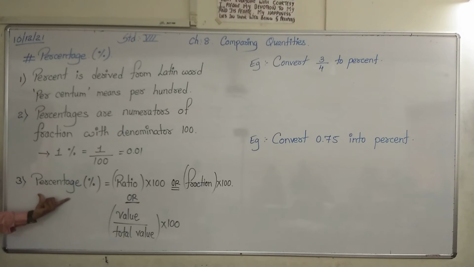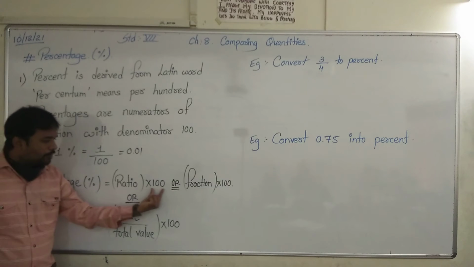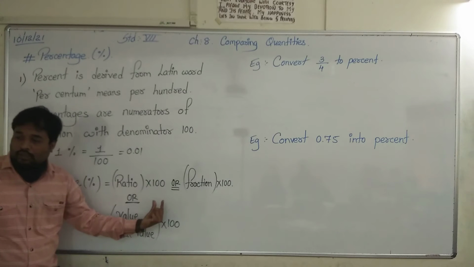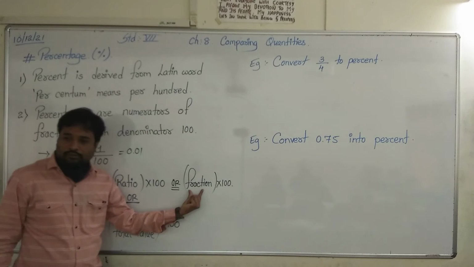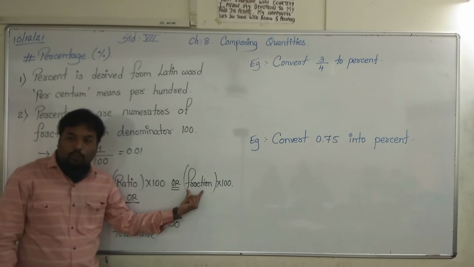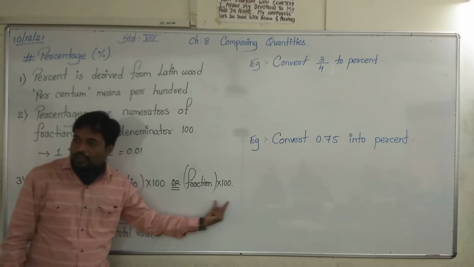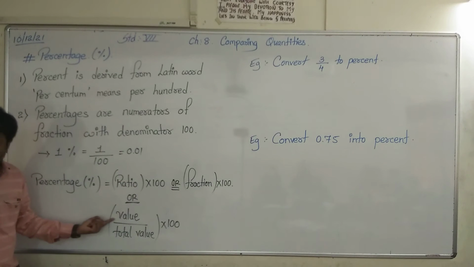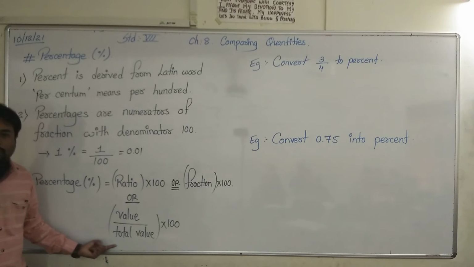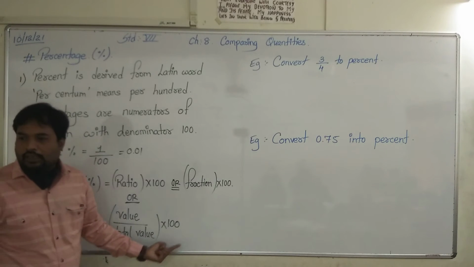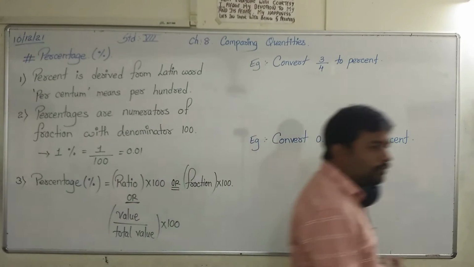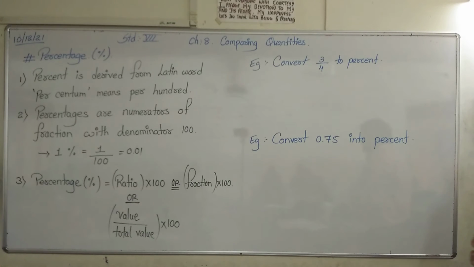Now to obtain percentage: percentage can be obtained as ratio multiplied by 100, or sometimes there will be a fraction or decimal fraction, whatever it is, that fraction multiplied by 100, or the obtained value upon total value multiplied by 100. Understood? How to find percentage and how to remove percentage?